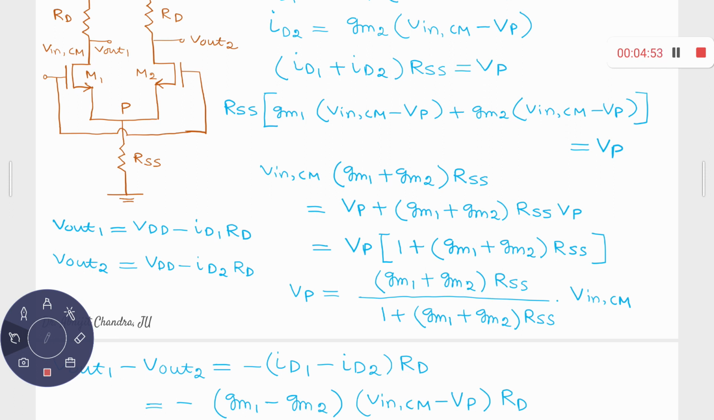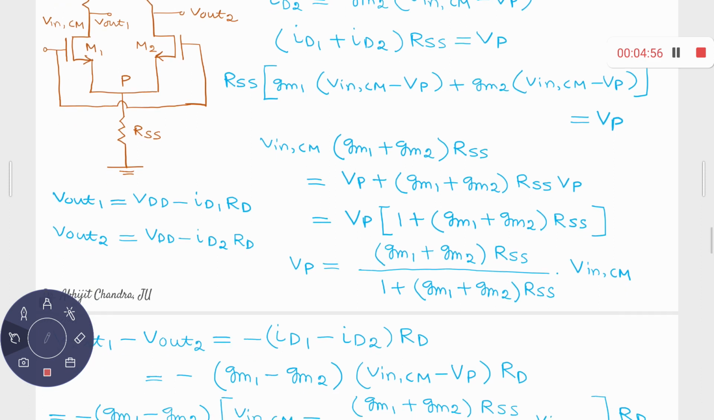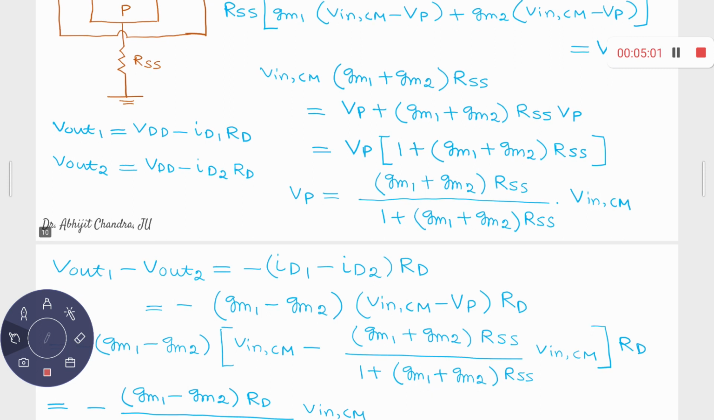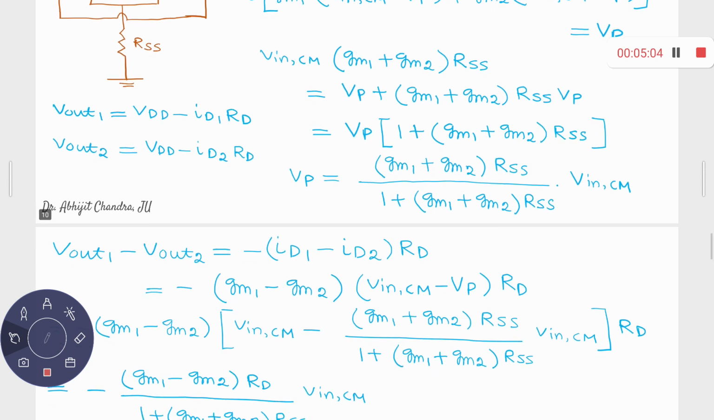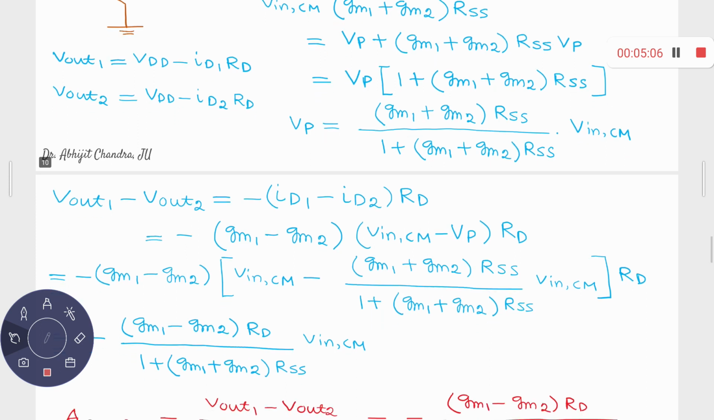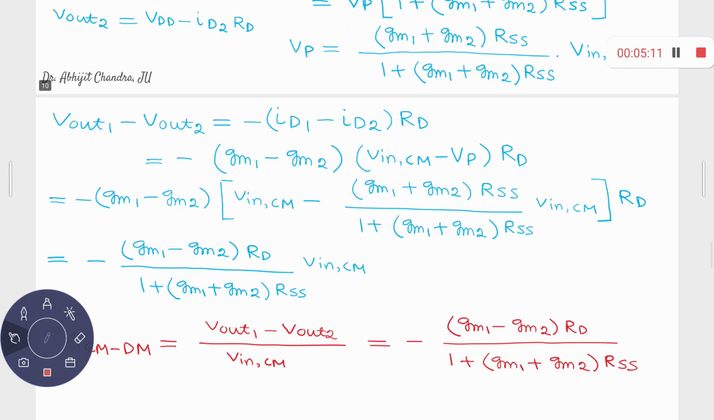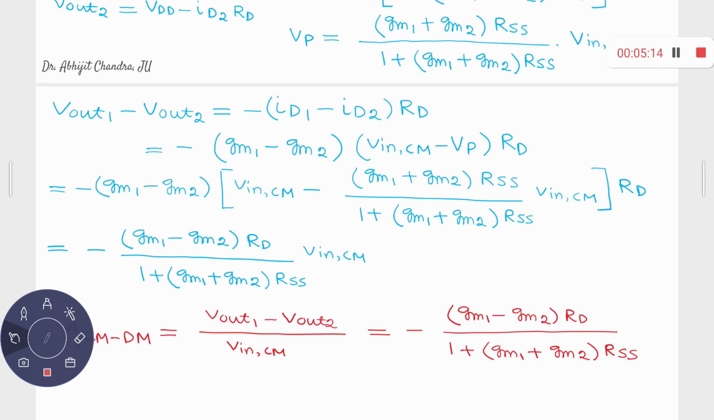If you simply substitute the values for ID1 and ID2, then what is your V out1 minus V out2? Let's find out. Ideally it should be 0, but this time V out1 minus V out2 is nothing but minus (ID1 minus ID2) times RT. If you substitute those values, V out1 minus V out2 comes out to be minus (GM1 minus GM2) times RT divided by 1 plus (GM1 plus GM2) times RSS, multiplied with V in CM. Last time GM1 and GM2 were the same, so V out1 minus V out2 was equal to 0.